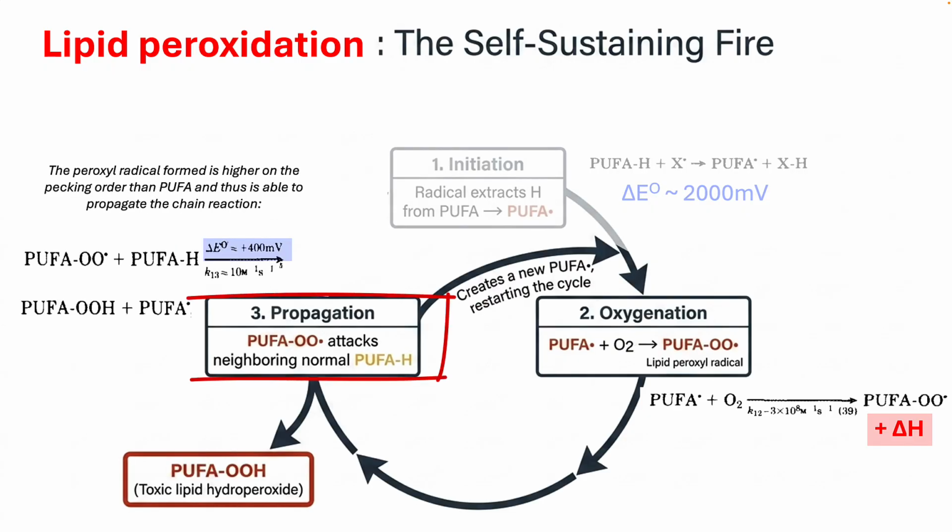Now the PUFA peroxy radical formed attacks the adjacent PUFA, since this is also a highly oxidizing reaction with a reduction potential of 400 millivolts. The PUFA peroxy radical therefore forms a new PUFA radical. So this is the key concept. A single event can become a self-propagating chain reaction which expands into widespread membrane damage. Fortunately, the kinetics of this reaction is much slower, and we'll see how vitamin E utilizes this slower kinetics to work in its favor.